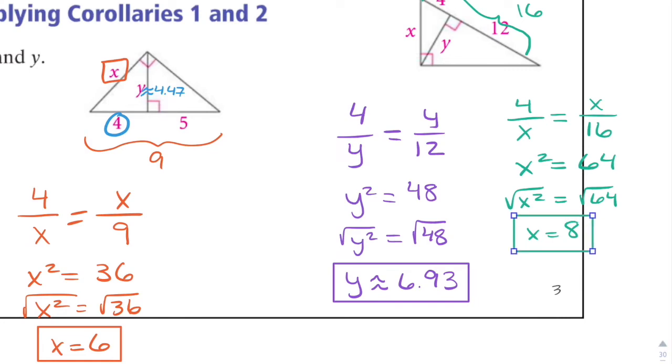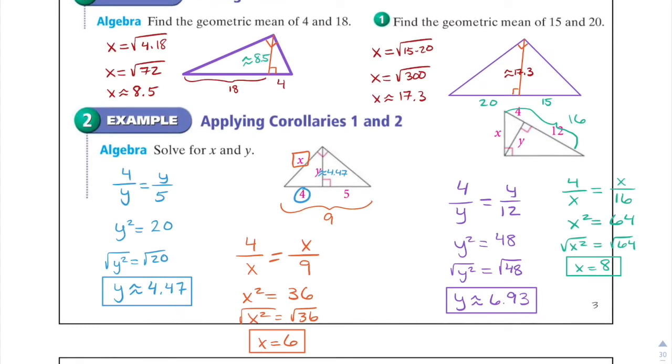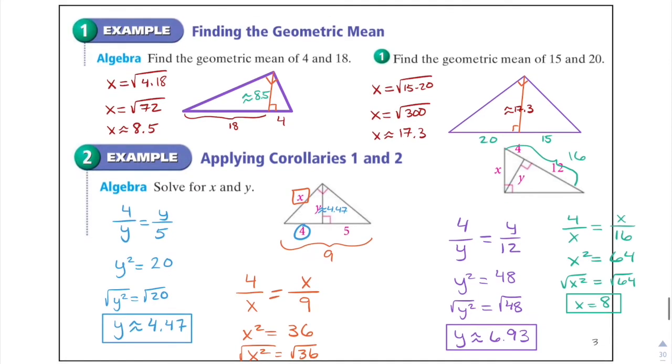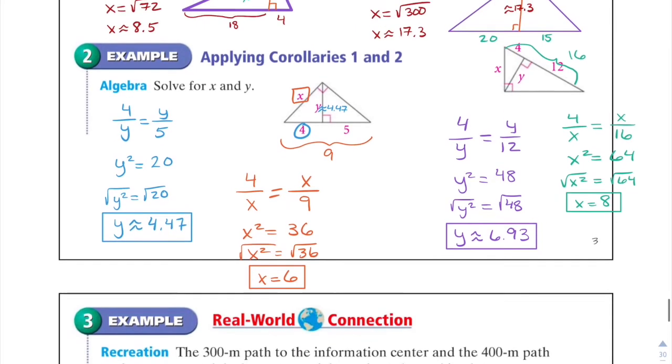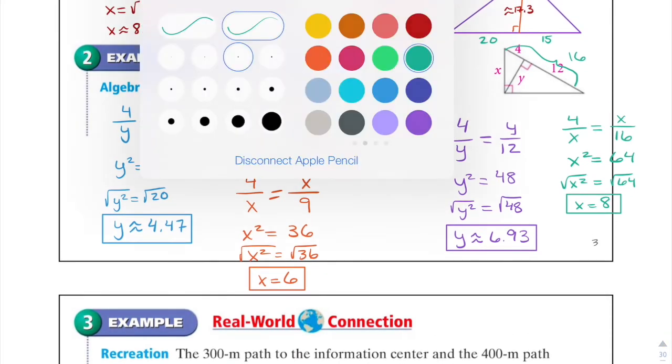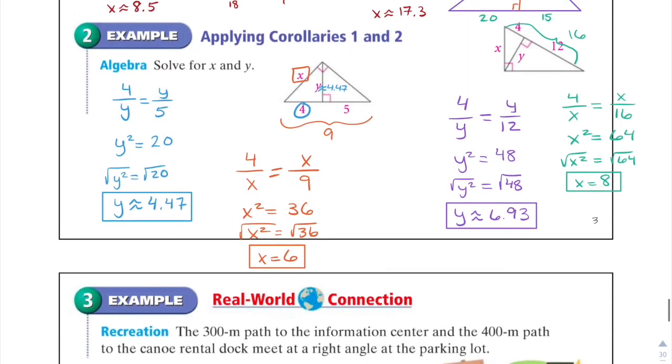Hopefully by now you're feeling a little bit better about how to set these up. If you are still struggling and you're wondering what in the world is happening here, write out your triangles separately. For instance, you might want to draw out this triangle here, let's do it in a different color. You might draw out this triangle and say, well, that's x and that's 4, with a right angle right there.